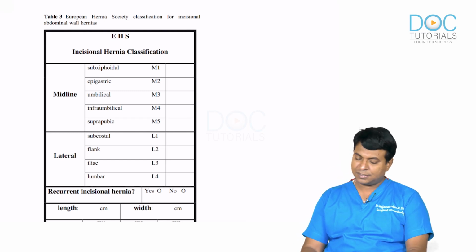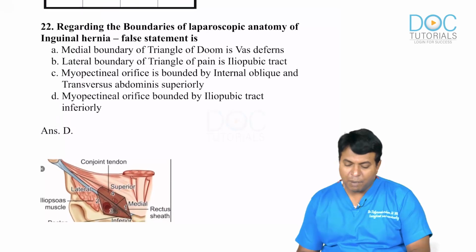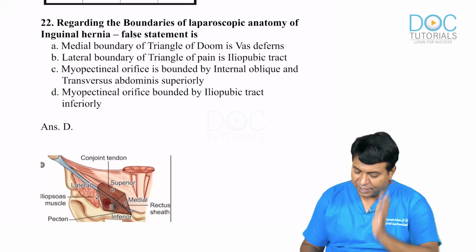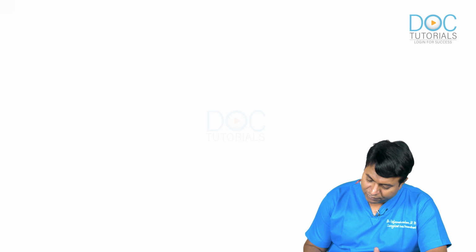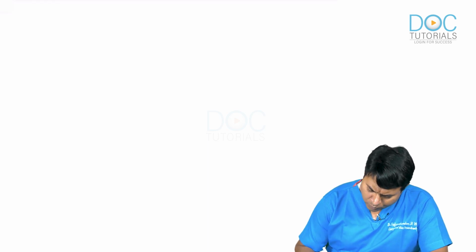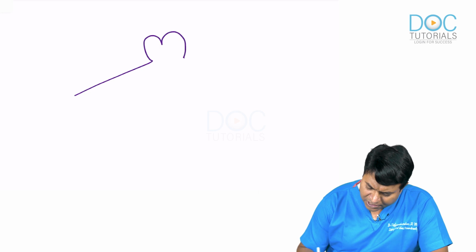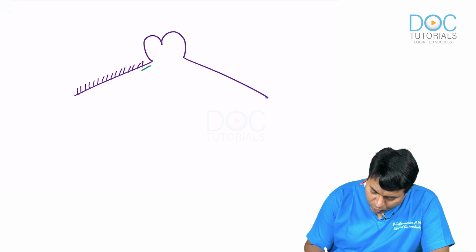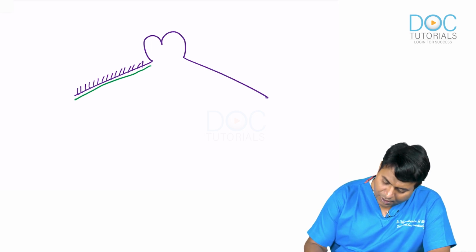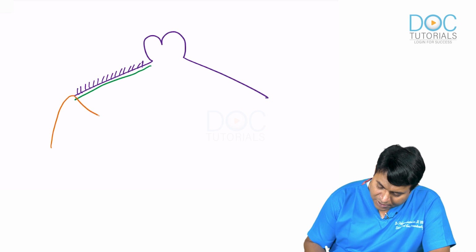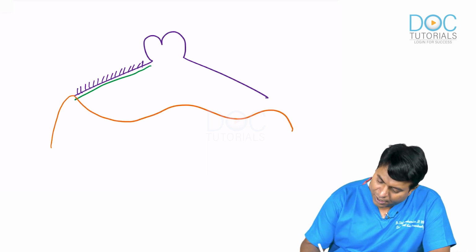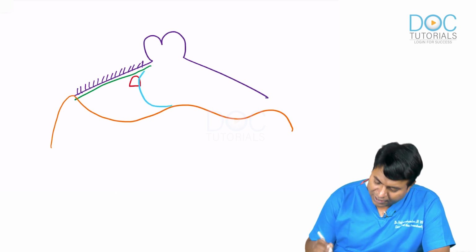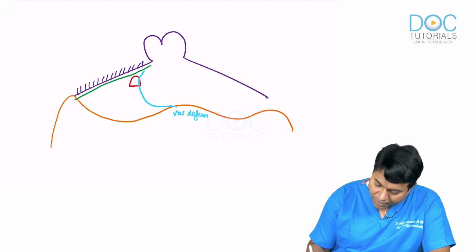Regarding the boundaries of laparoscopic anatomy of inguinal hernia, they have asked now. Let me explain the boundaries. Please understand, this is a scrotum. I am seeing the patient from above. This is the inguinal ligament, and posteriorly the iliopubic tract. This is the peritoneum coming up from inside. And this is a deep ring. Into the deep ring, the vas deferens is entering like this, and forms one medial boundary.